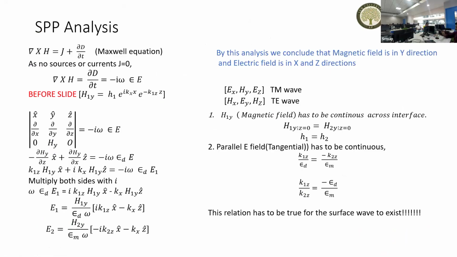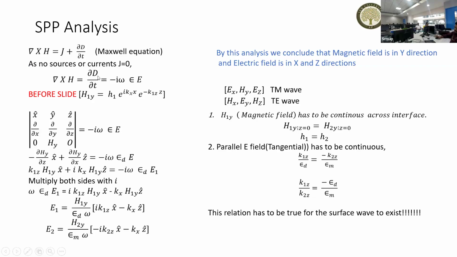Next, in order to understand that, we are going to the SPP analysis. Everything comes out here with Maxwell equations, that is del cross H is equal to J plus dou D by dou T. Here we are not using any sources or currents, so J equal to 0. As no sources of currents are there, J equal to 0. Now we are left with del cross H is equal to dou D by dou T.